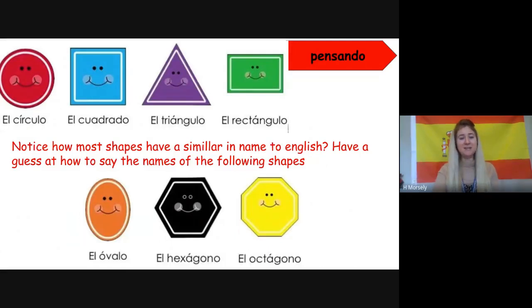Okay, so we'll go through the answers together then. So you have el óvalo, an oval, el hexágono, a hexagon, and el octágono, el octágono.